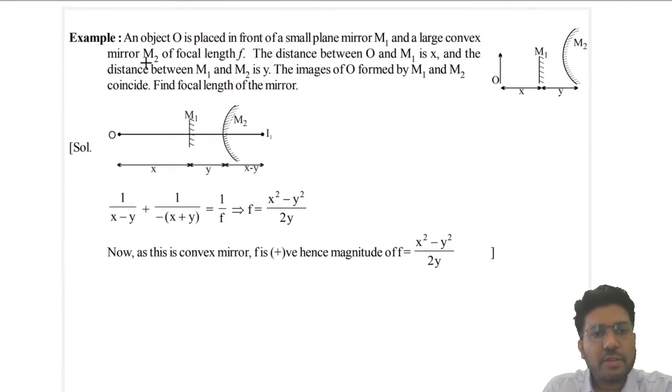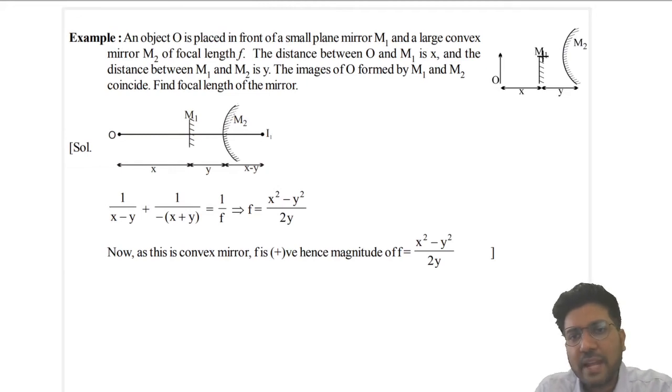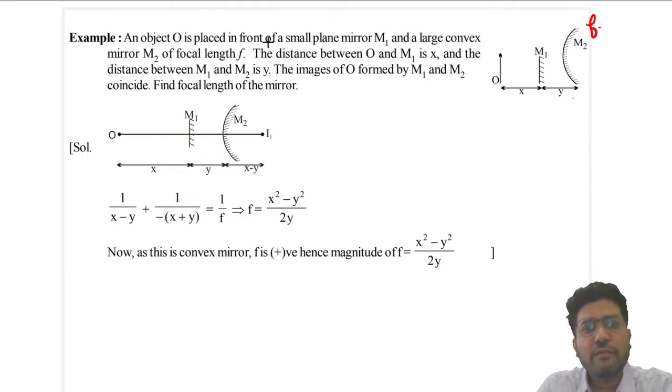Okay, next question. An object is placed in front of a plane mirror M1, and there is a large convex mirror M2 of focal length F. The distance between the object and M1 is X, and the distance between M1 and M2 is Y. The image of the object formed by M1 and M2 coincide. Then find the focal length of the mirror.